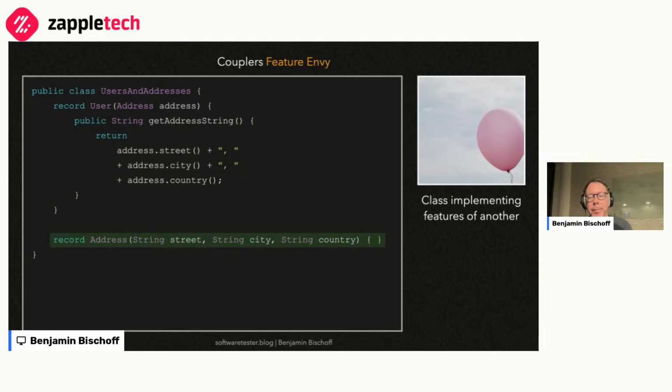Here we have an address, and this address is made of street, city, and country. And here, inside of the user is getAddressString, which returns the address as a string. You can see that this string is constructed by using address.street, address.city, address.country. So it's actually the user class providing this string representation of the address that should technically belong to the address itself. So it's a case of feature envy.